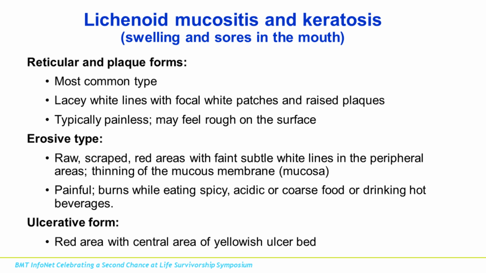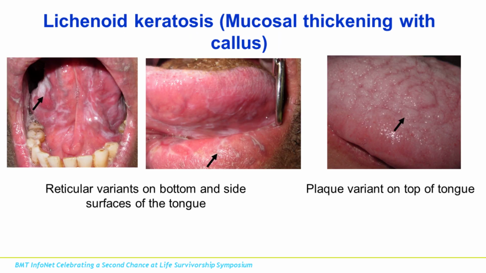So this is different types of the lichen planus, and I'm going to show you the pictures, so I'm going to skip that and go straight to the pictures. These are the pictures of what we call, this is a very common lesion that we see in patients with chronic GVHD affecting the oral cavity. So we call them lichenoid keratosis.